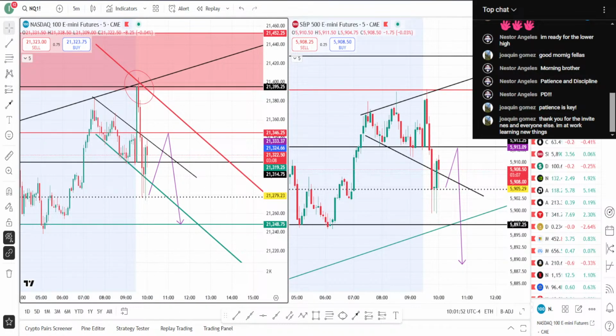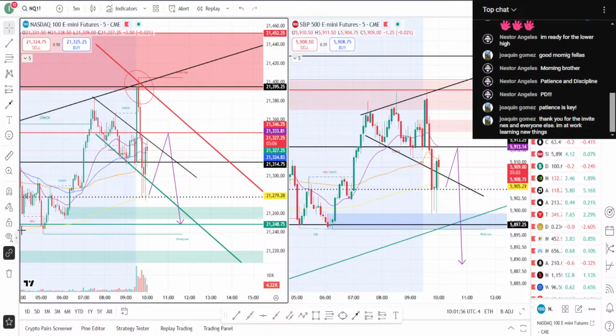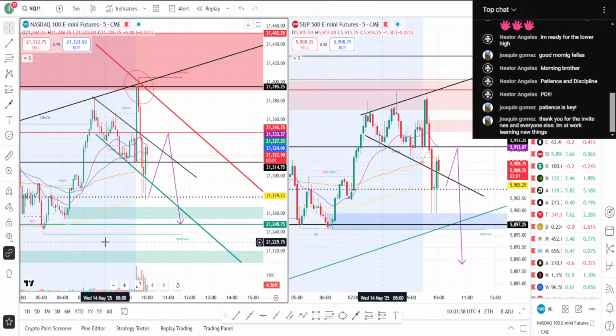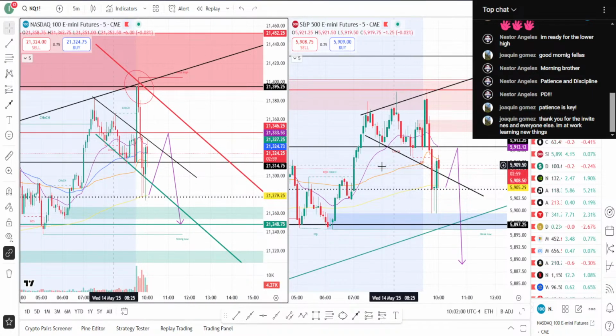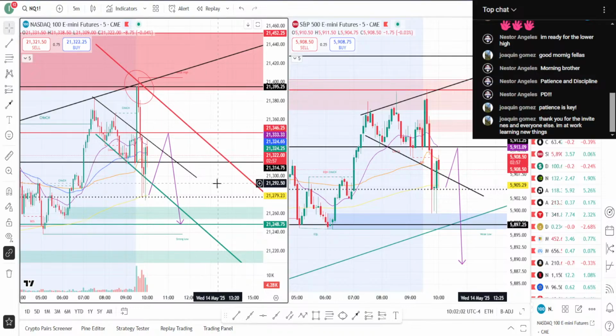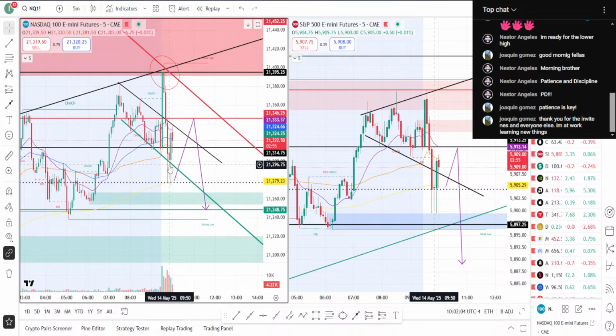Oh man, I almost forgot. I gotta add on indicators. There we go. And we have a little bit more information on the charts.